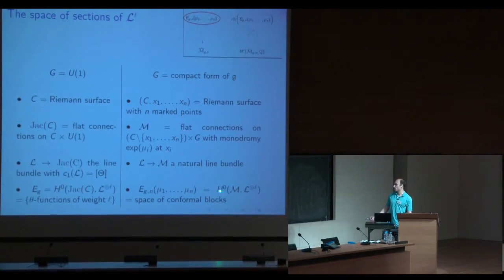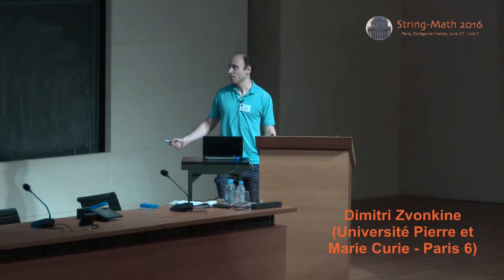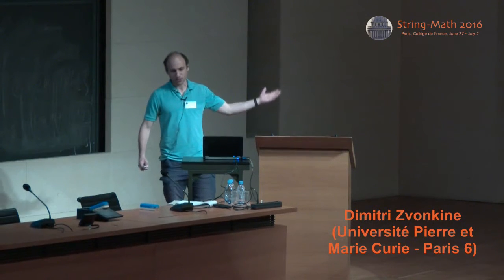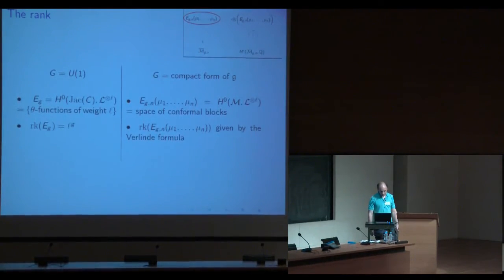And this is actually isomorphic to the Jacobian of the curve. And you know that the Jacobian of the curve is not just a real torus, it also has a complex structure, by the Hitchin-Kobayashi correspondence. So the same thing happens here. In this case, you can take the trivial principal G-bundle. You fix the monodromies at each point x_i to be the exponentials of these mu_i's that are fixed here. And you get a certain moduli space, which you can describe easily with monodromies.